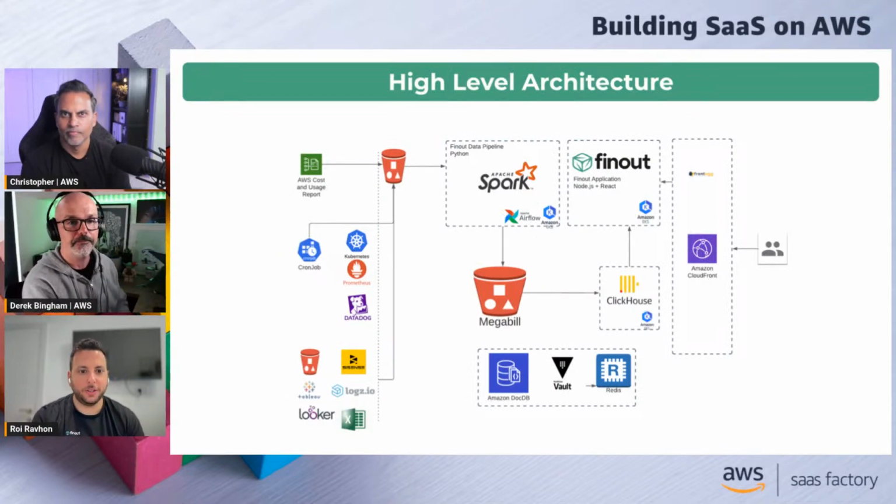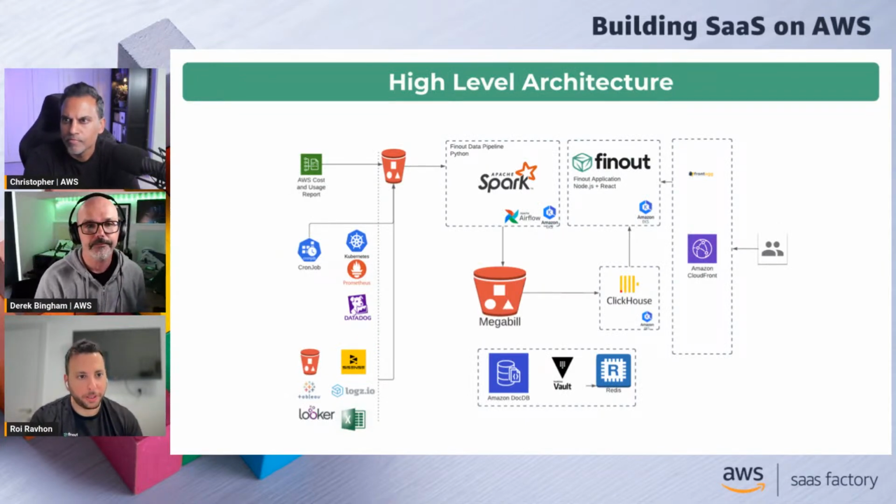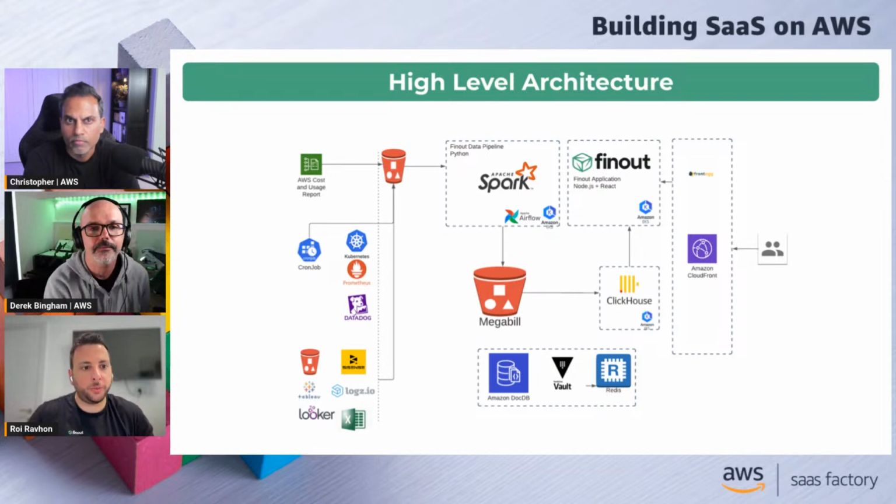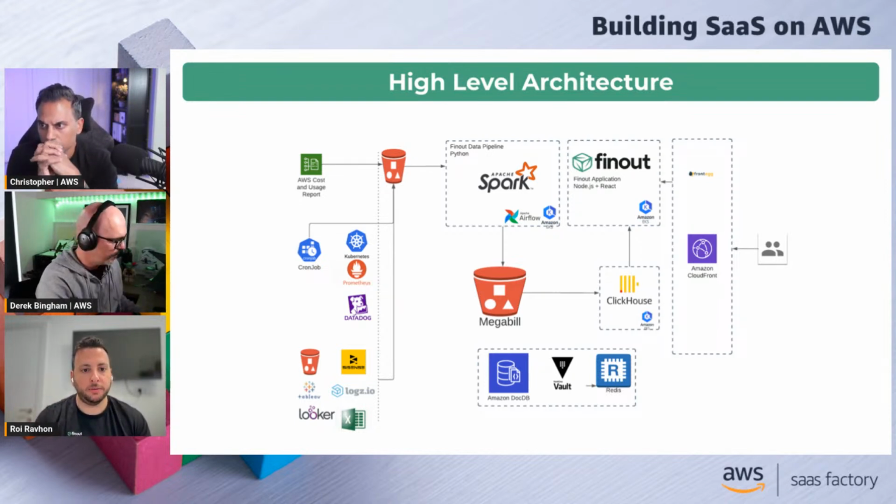Yeah. So we built on AWS from day one, and we try to use AWS services where it really makes sense for us, in order to build a very scalable architecture. We knew we had a couple of underlying assumptions. One is that we're a batching kind of system, so we need to run data pipelines in order to fetch data, sanitize the data, and build essentially what we call the Finout megabill.